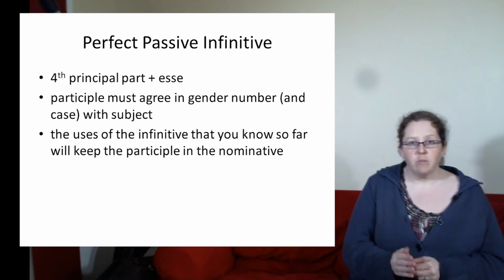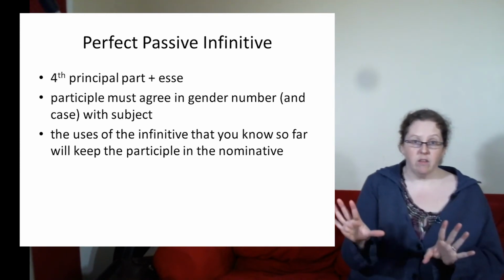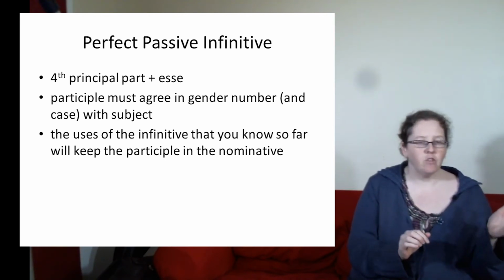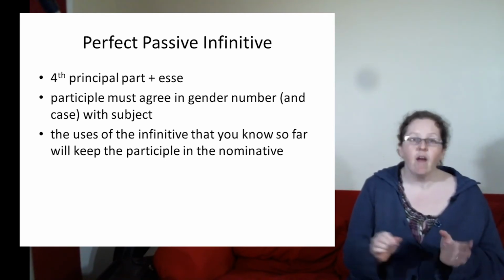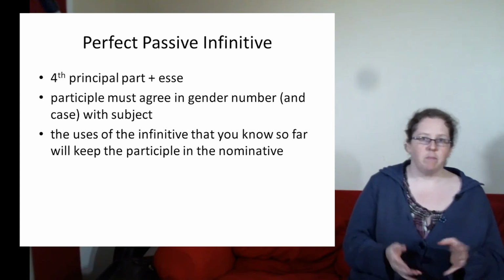For the third conjugation, there's a slightly different rule. For third conjugation present passive infinitives, you take off the ere. So with facere, for instance, you would take off ere, or with ducere, you get rid of ere, and you replace it with an I. So ducere becomes duci. Facere becomes faci.